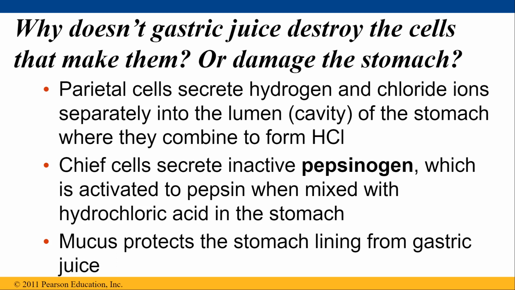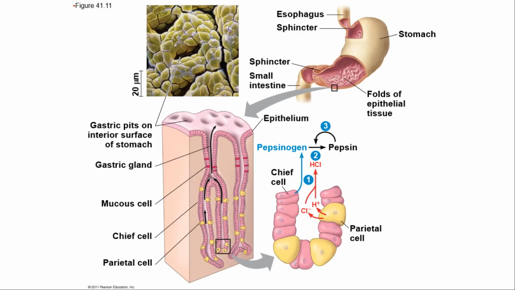So those are the reasons why they're not destroying the cells that are producing those things, because they're not producing them as those actual molecules. And then the lining of the stomach itself is covered by mucus that protects it from those gastric juices. So if we look at the lining of the stomach, it is very squiggly. You can't really see it that well, but if you look up here in the stomach, you've got all of these folds of the tissue that lines the stomach.